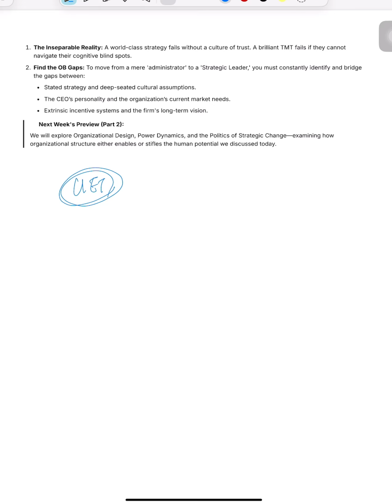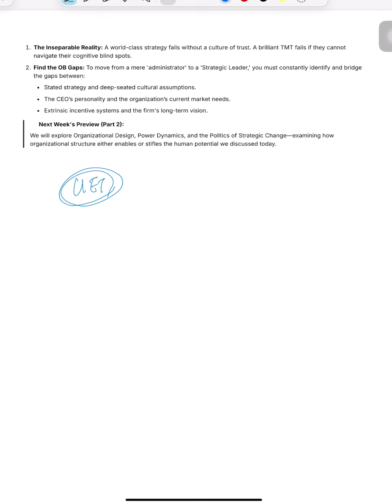In your future work, I challenge you to always look for gaps. Is there a gap between the company's stated strategy and its deep-seated cultural assumptions? Is there a gap between the CEO's personality and the organization's current needs? Is there a gap between the incentive systems and the long-term vision of the firm? When you can identify, analyze, and bridge these organizational behavior gaps, you have moved beyond being a mere administrator and have become a true strategy leader.